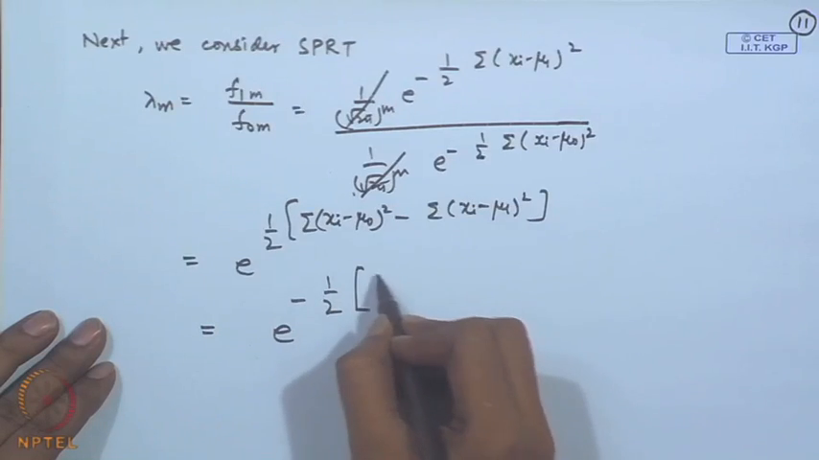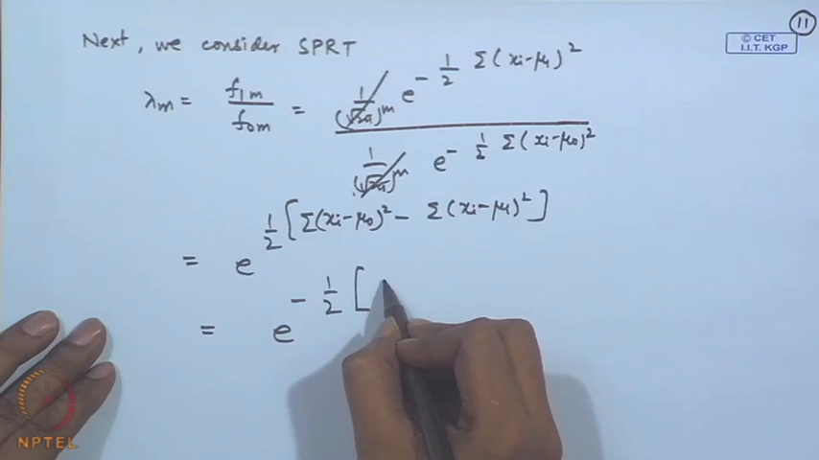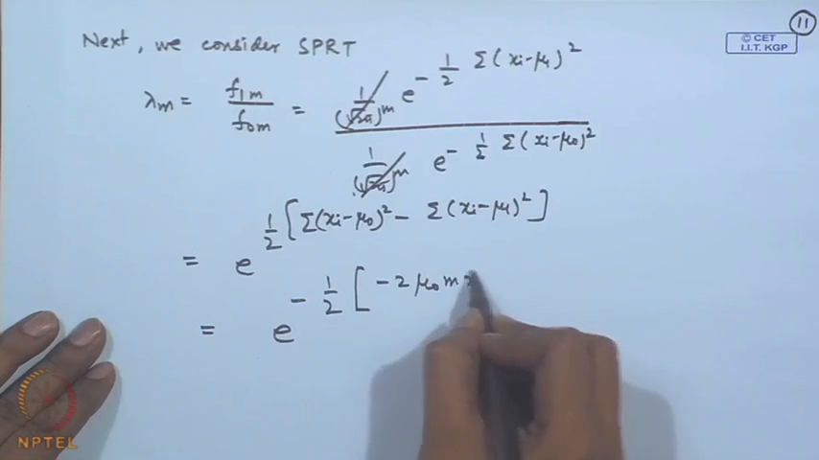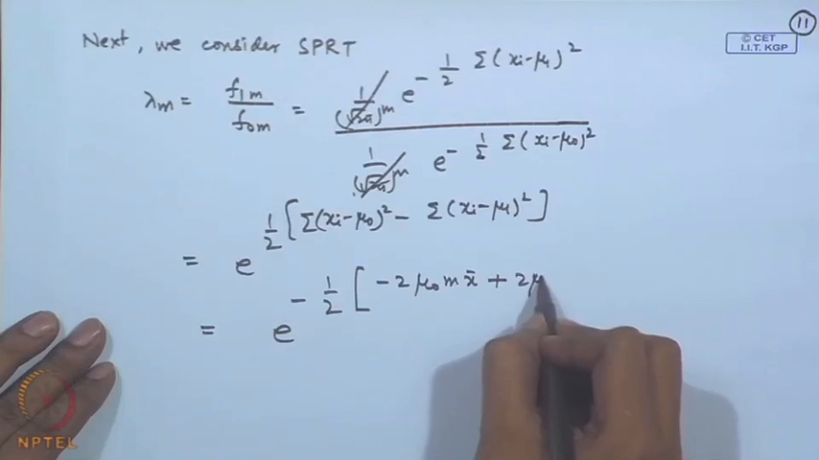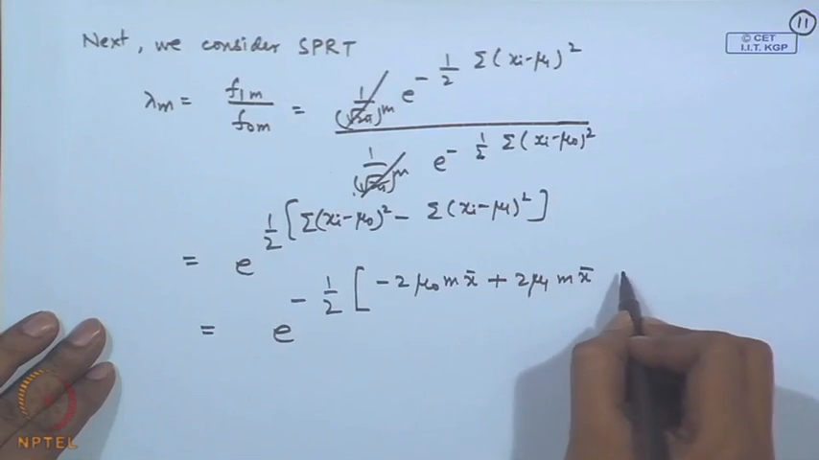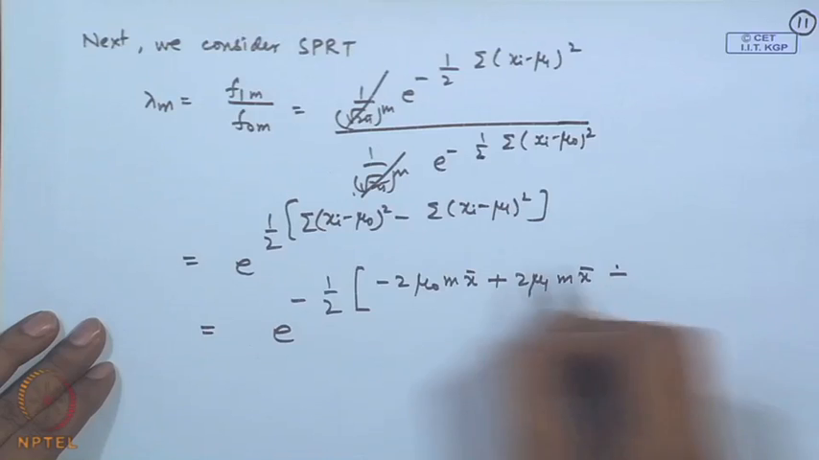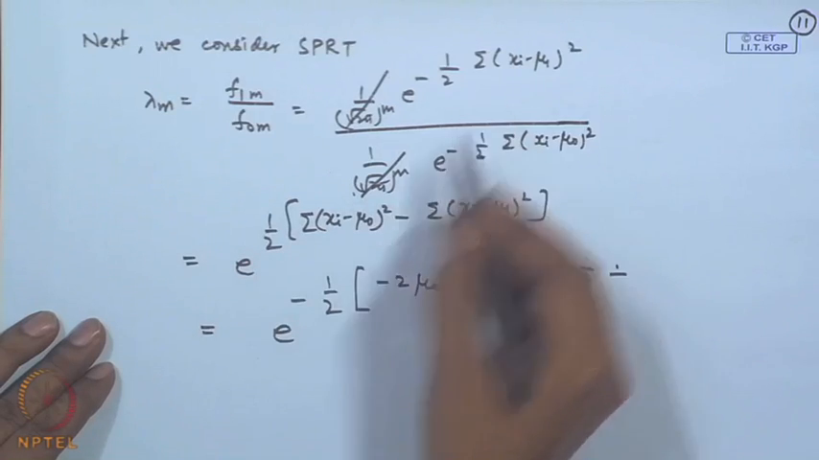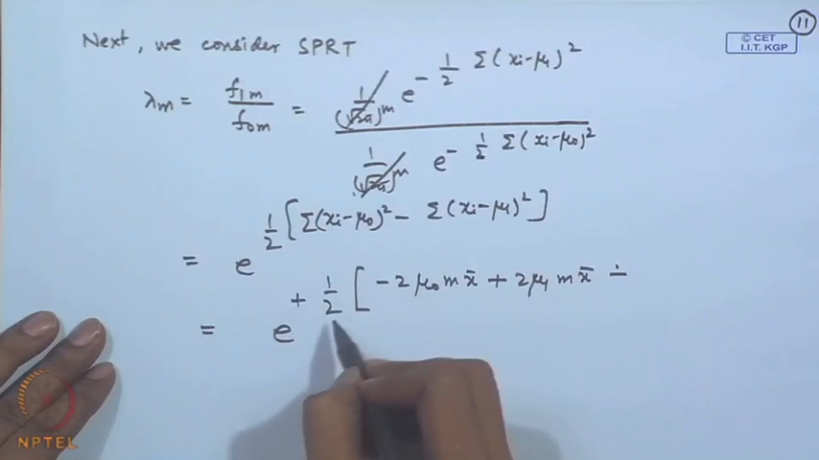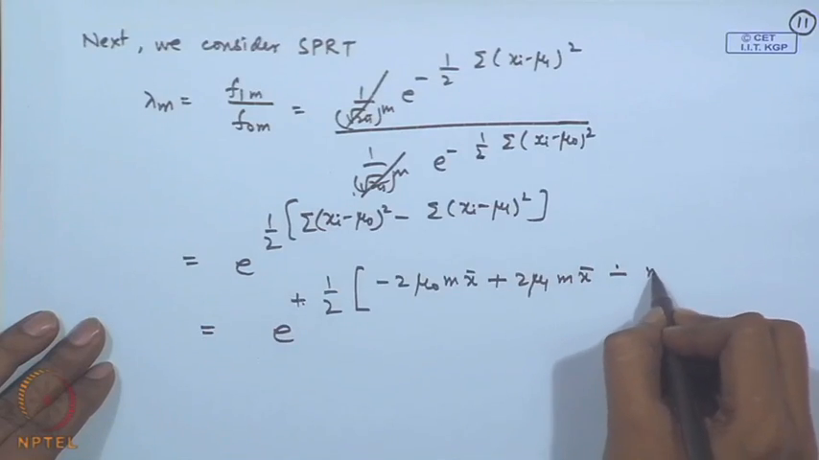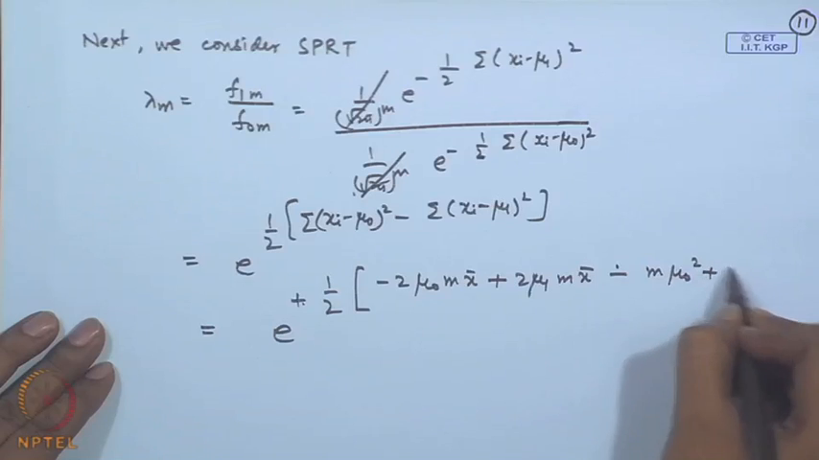So we just expand it here: minus twice mu naught m x bar plus 2 mu 1 m x bar minus, this is minus here, so I have taken plus here. There is a mistake here, this should be plus here. Then we get minus m mu naught square plus m mu 1 square.